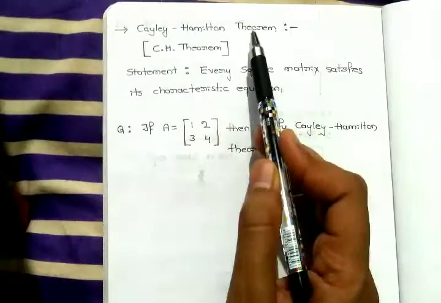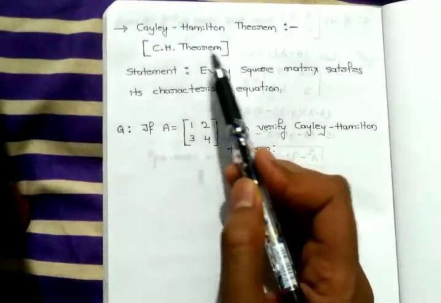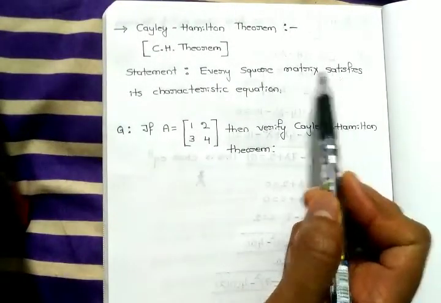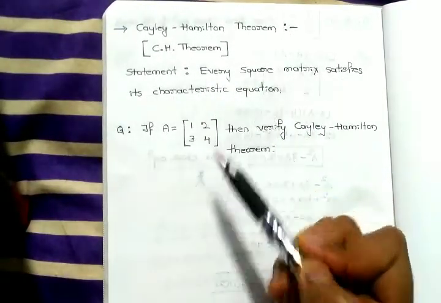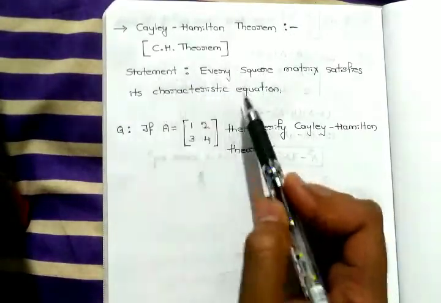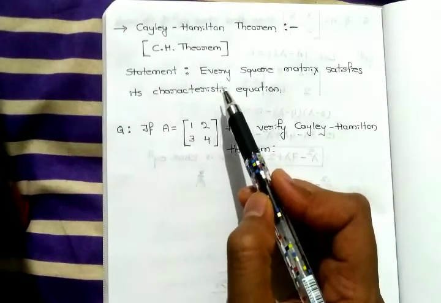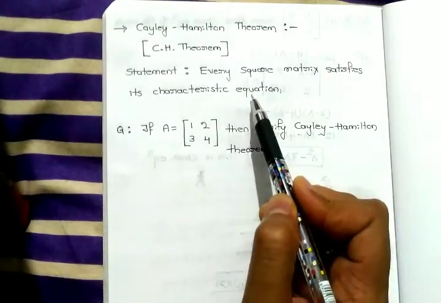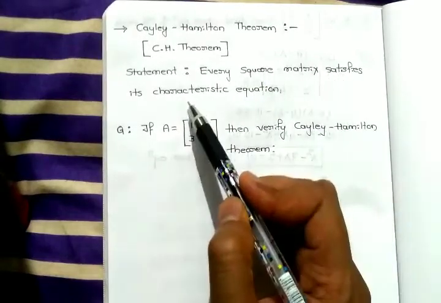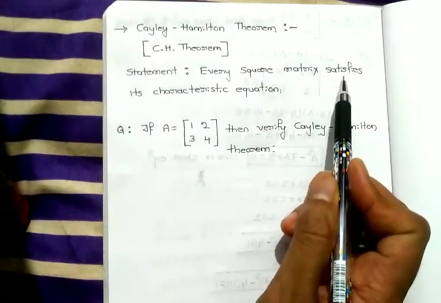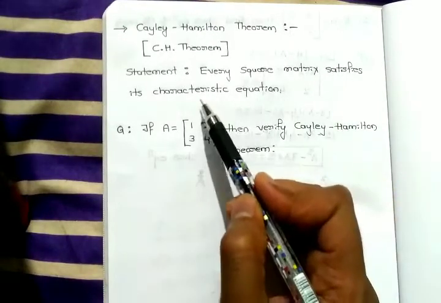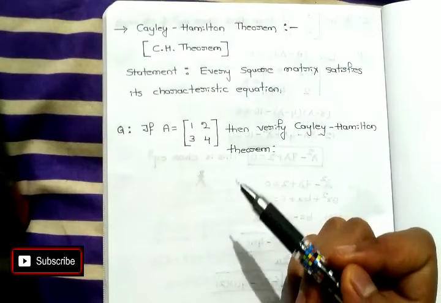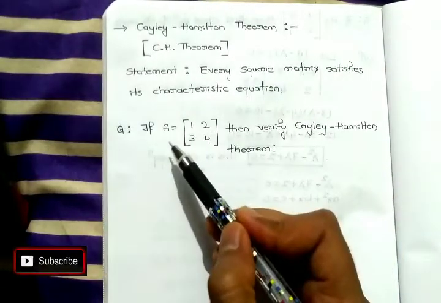See, Cayley-Hamilton theorem is also called CH theorem. Statement is every square matrix satisfies its characteristic equation. Means in this, what you should do first? You have to find out the characteristic equation. After finding the characteristic equation, you need to satisfy that characteristic equation. How to satisfy that characteristic equation? You have to show left hand side value is equal to right hand side value.